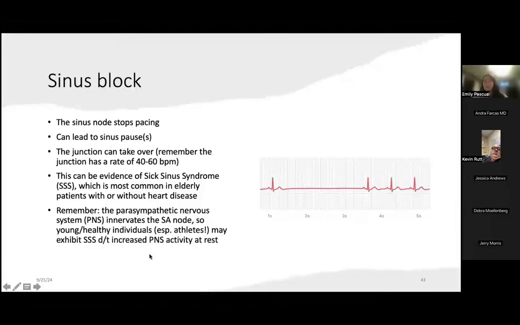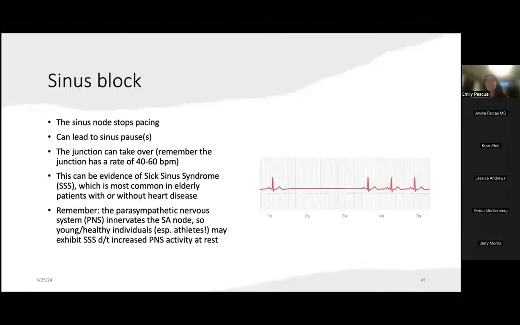This can be evidence of sick sinus syndrome, meaning someone's sinus node isn't working that well, which is more common in elderly patients with or without heart disease. If it's a younger patient with a history of heart disease, like they don't have a normal heart, they've had prior surgery, they may really have sick sinus syndrome. But again, we need to remember that the parasympathetic nervous system innervates the sinus node. So you may see young, healthy people exhibit this at rest because the vagal tone is high.